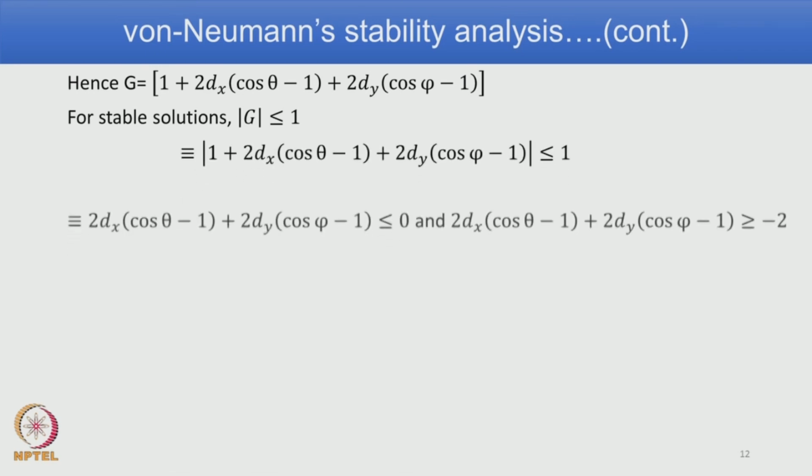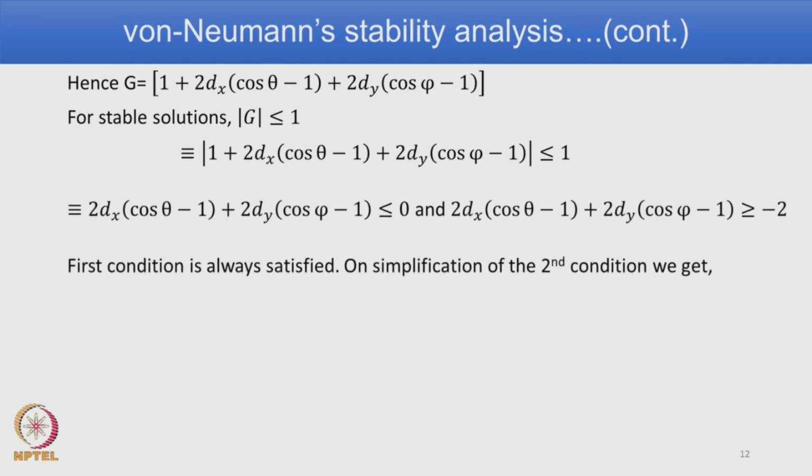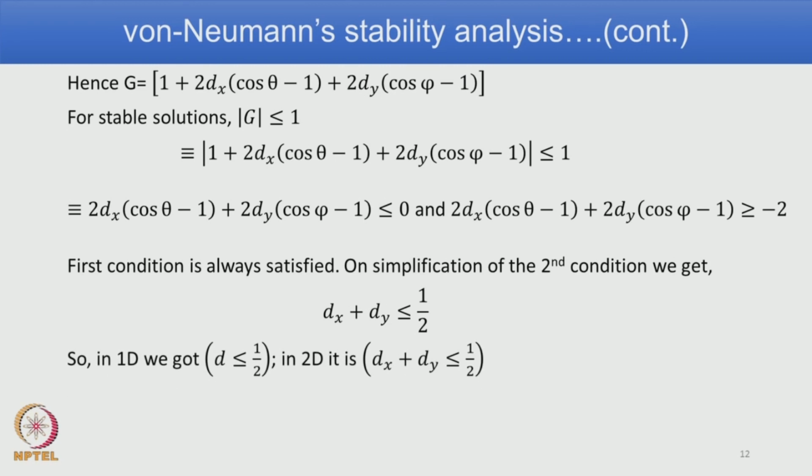Now, we can manipulate arithmetically and then the first condition is always satisfied, the second condition is satisfied based on the condition that dx plus dy should be less than or equal to 1 by 2. So, if you recall, in one dimensional we got d to be less than or equal to 1 by 2. Now, in 2 dimensional dx plus dy to be 1 by 2.